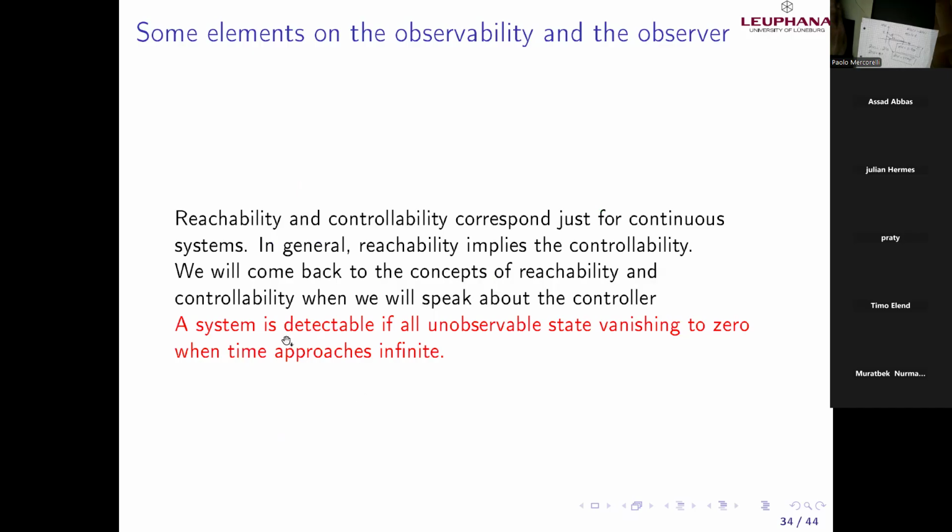Just a few words about this red sentence at the end, which I skipped last time. A system is detectable if all unobservable states vanish to zero when time approaches infinity. I would like to spend a couple of words on the sentence here because it's connected with observability. As I told you, the course is oriented to monitoring, observability, observer, Kalman filter, and so on.